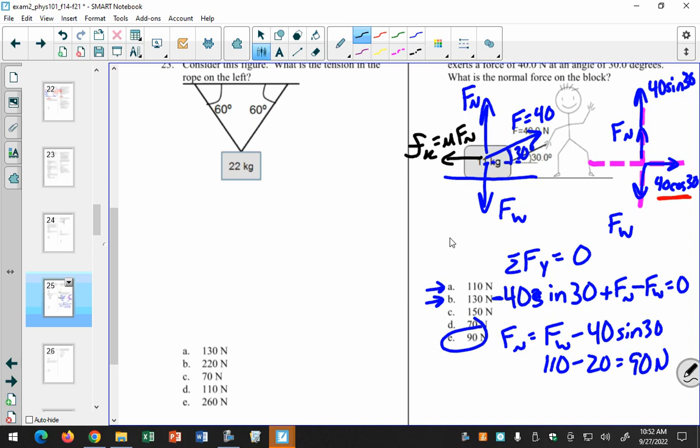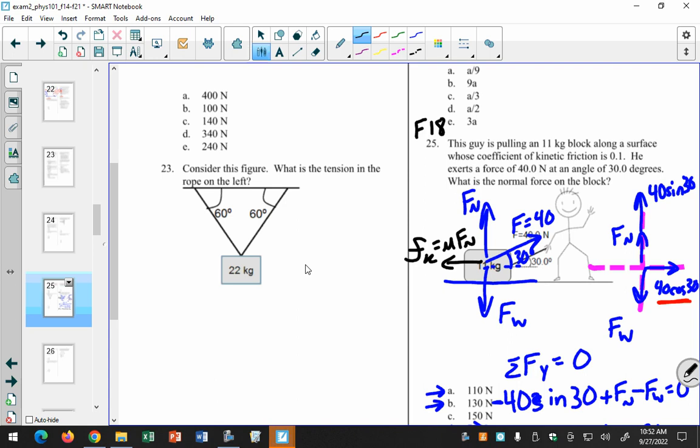And then if I want to find the acceleration, then I do the sum of the forces in the x direction, which would be 40 cosine 30 minus fk, whatever it is, if there was a frictional force in this, is equal to max. Then that's how I'd find how quickly that block is now accelerating. Okay? All right.